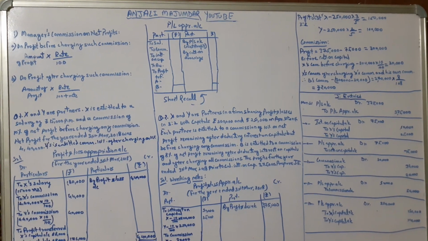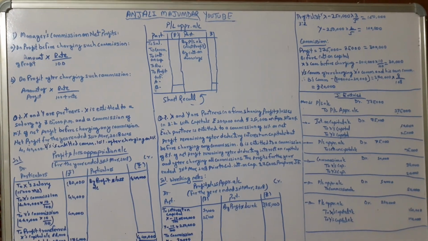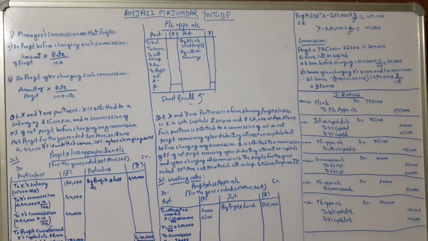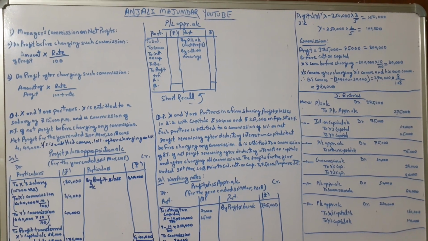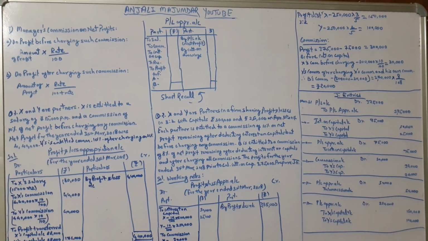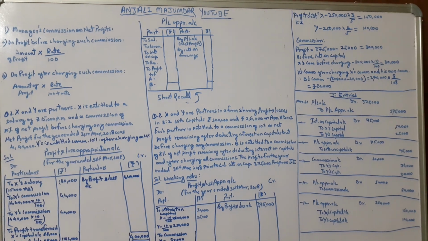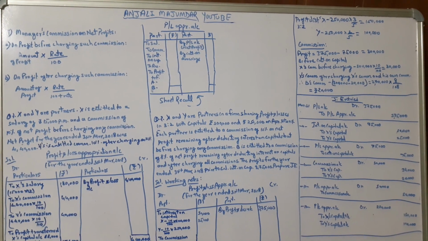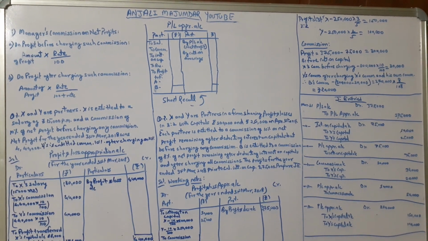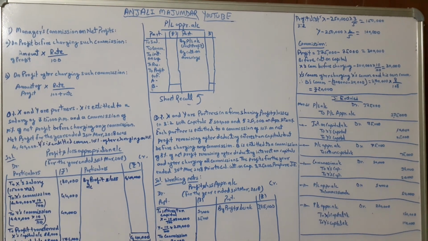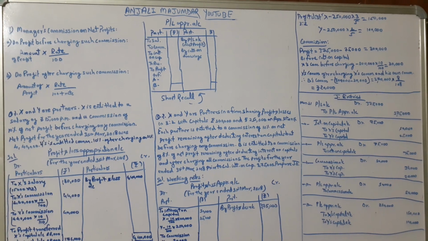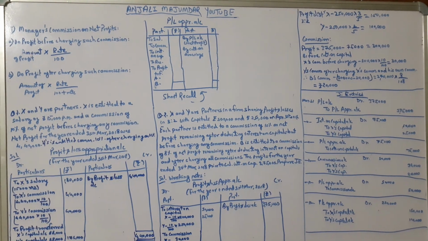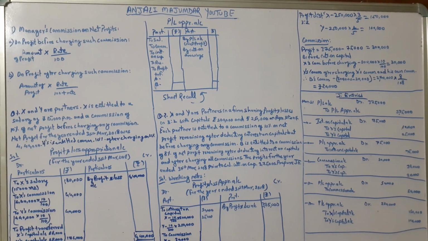So two conditions are given. How to calculate manager's commission? Generally it is specified in the question on what condition you have to calculate. If it is mentioned that commission is to be charged before charging such commission on profit, here you have to calculate with the first formula. The formula is amount of profit into rate upon 100. And if it is mentioned to calculate manager's commission on profit after charging such commission, then here you have to calculate amount of profit into rate upon 100 plus rate.